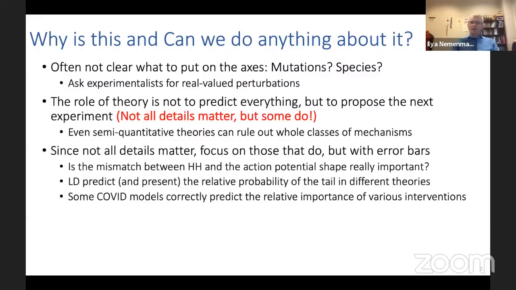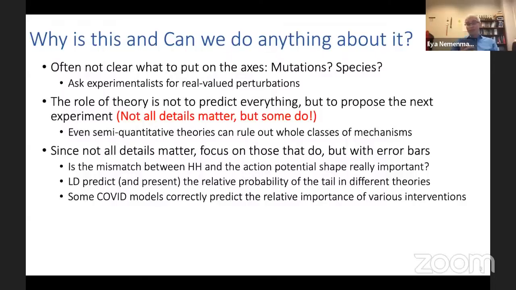Pushing this even further, since not all details matter, maybe what we should be doing more is focusing on those things that do, but then focusing on them precisely with error bars. If we're predicting something, then we should stand by it, right? So is the mismatch between Hodgkin-Huxley and the action potential really that important? Maybe not, and maybe therefore it's not a big deal.